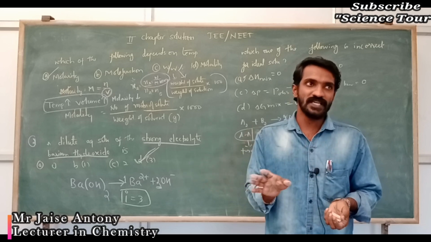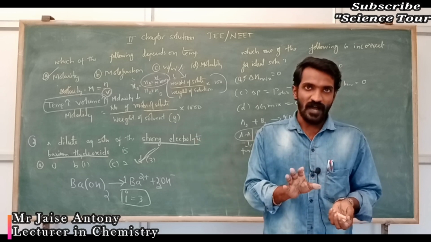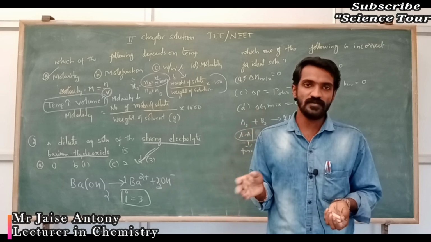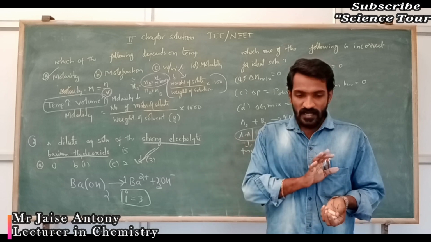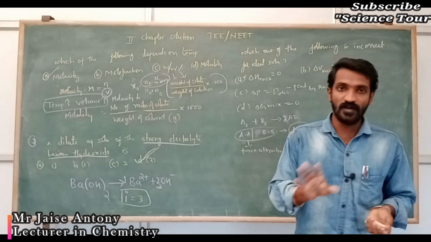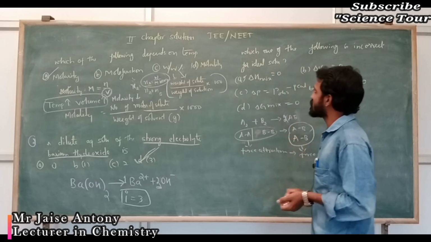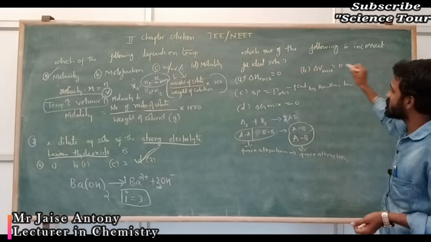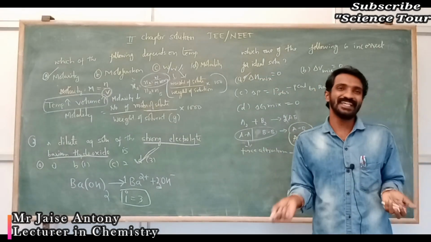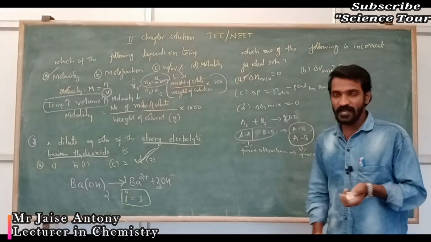So enthalpy change, heat change, is zero. Energy in the form of heat is neither released nor absorbed. Even during the formation of AB bond, energy remains constant. So delta H mix is 0. You have to find out which one of the following is incorrect. This is a correct statement, because there is no heat change or energy change after mixing. So it is equal to 0.